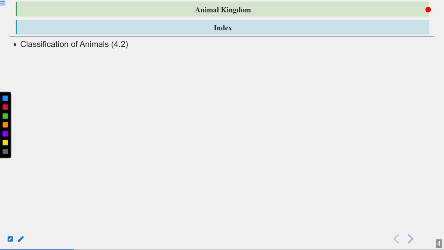Now, for the index, we are discussing section 4.2 of our NCERT book, right? That is the classification of animals. You must be wondering why this number. This number is the section of your NCERT book, right? The classification of animals, section 4.2.